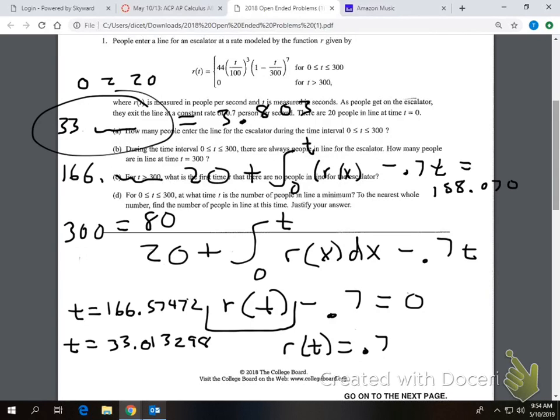My justification was from showing that I set the derivative equal to 0, and then I set the derivative equal to 0.7, and then showing the endpoint outputs and the critical number outputs. And then I'm going ahead and hit stop.